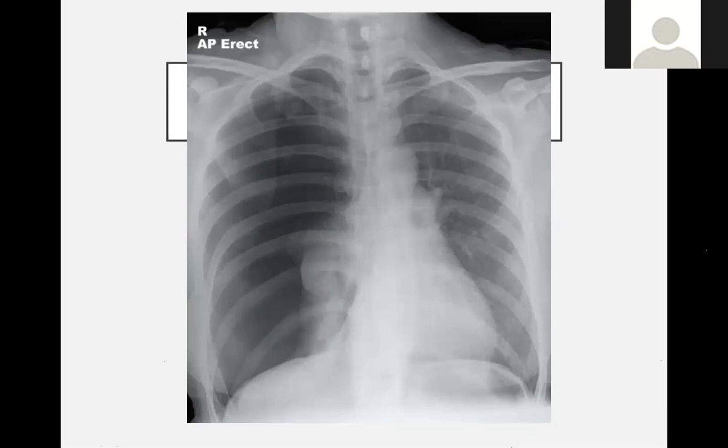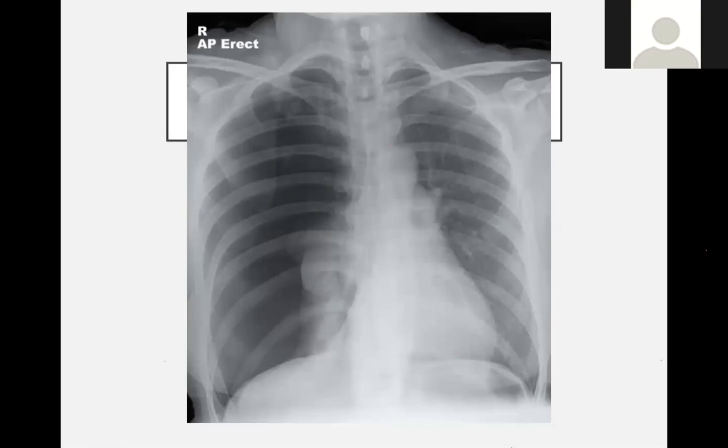Name, date of birth, hospital number, all that. It's important for OSCEs. Check the date as well. And then comment on the type, obviously here. The type is AP erect, so it's not supine. And then you go through RIPE, check the adequacy.